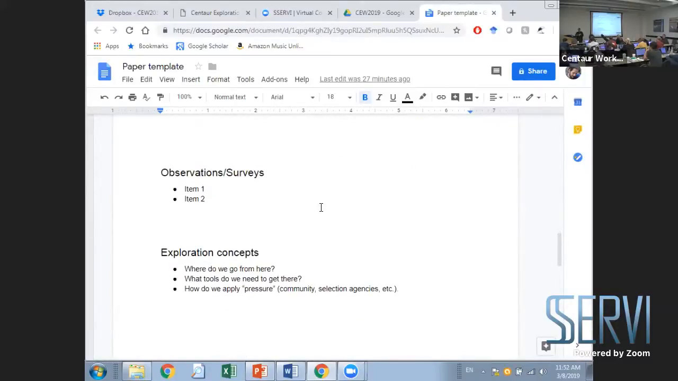Last subsection here is observations or surveys. I didn't take a stab at that, but I'm sure many others here can take a much quicker stab at that than me. Also, I ran out of time, and my dog ate my homework.